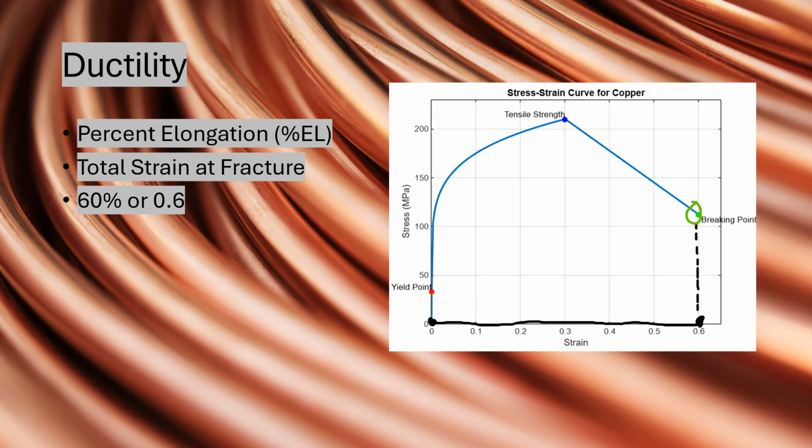Next, we have the ductility. This is the percent elongation, or the total strain at the fracture point. As you can see, circled right there is the breaking point. As you go down, you can see that at 0.6 strain is where it breaks. So that means that ductility is 60%.